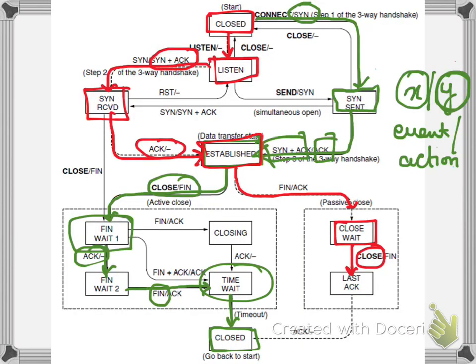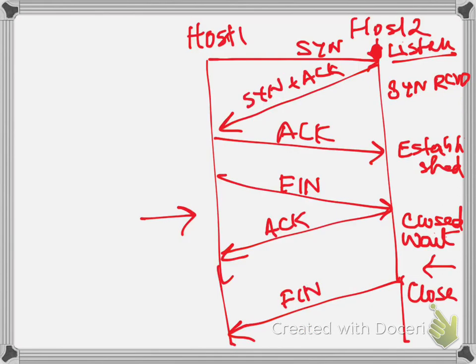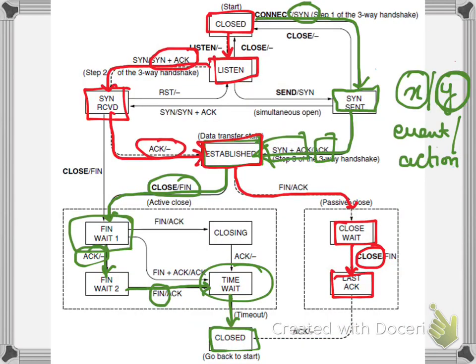So it goes to the LAST ACK state, and then let's say here it receives the acknowledgement, and once it receives the acknowledgement, it is in the closed state. So this is how the basic principles of connection establishment and connection release in TCP work.